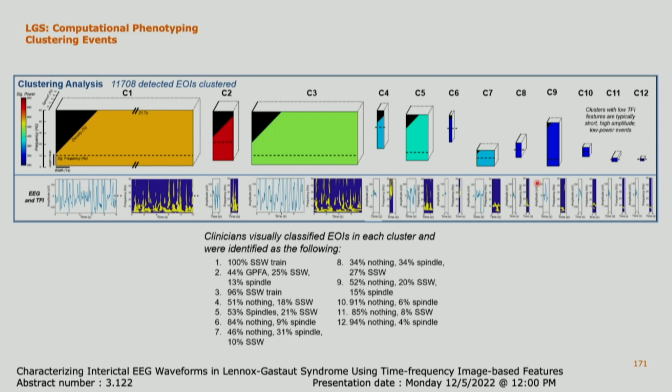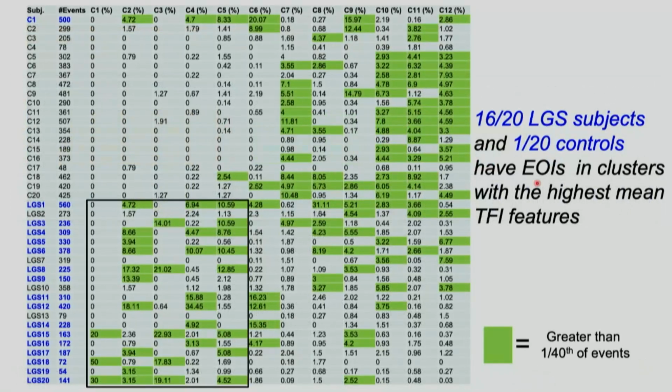Cluster 2, for instance, 44% of the reviews said that those look like GPFA, 25% look like slow spike and wave, and so the kind of correlating what we see clinically with what the computer sees is the point of all this. And then when we look at these clusters, the ones that are marked in green are the ones that are significantly found within each individual patient. So the LGS kids are the ones where the box is lit up here.